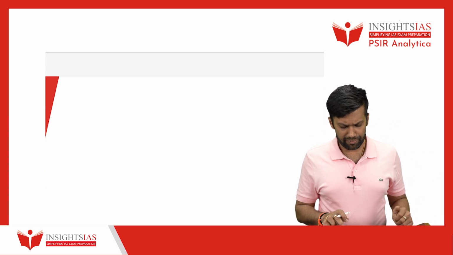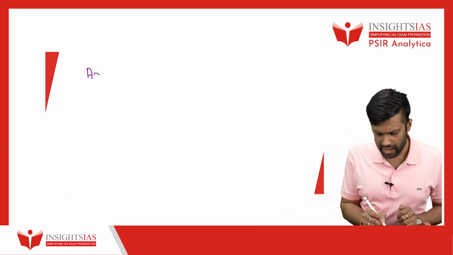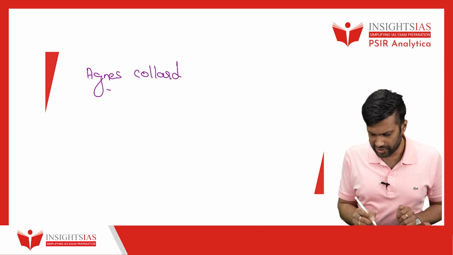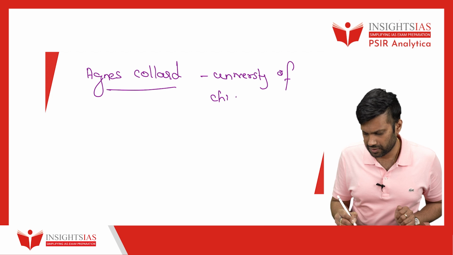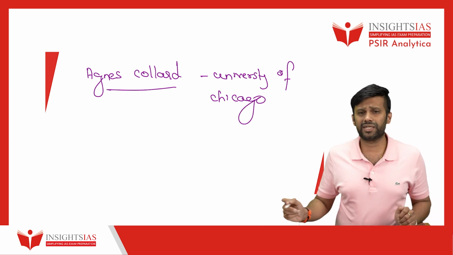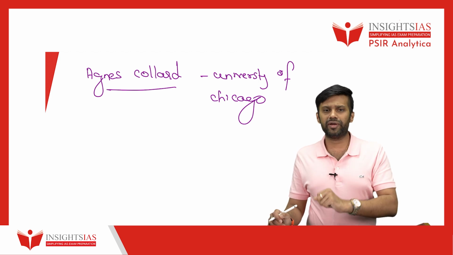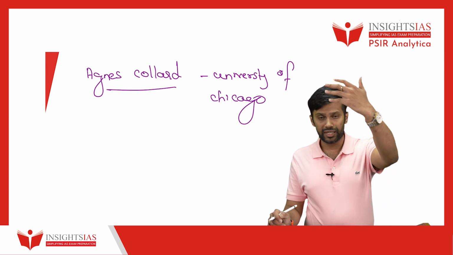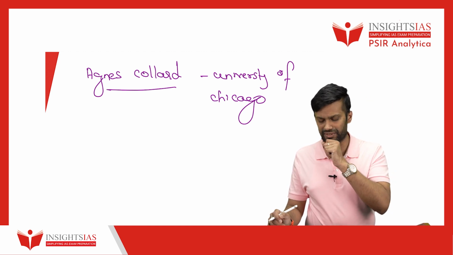And in the conclusion part, you can bring the arguments of Agnes Collard. She is a professor from the University of Chicago. So her argument is that we cannot judge Aristotle only based on his idea of slavery. We have to understand the ideas he gave, in what social context and in what times, because he belongs to ancient times in that regard.